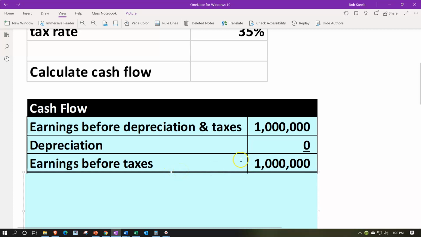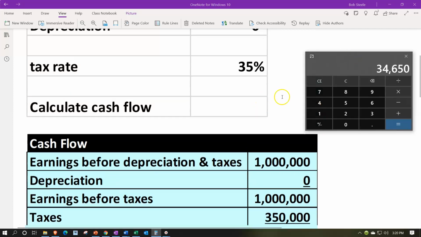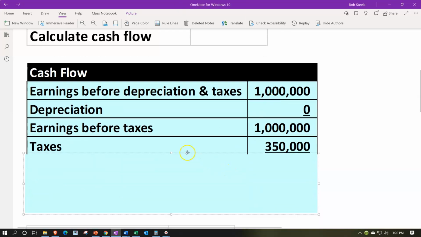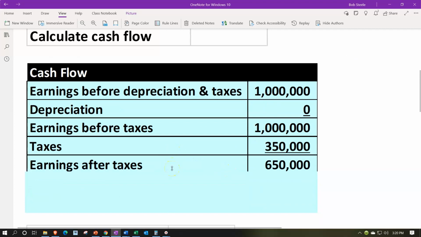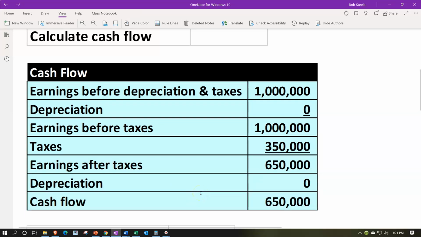Therefore, we're going to have earnings before taxes of the 1 million, the same number, because we don't have any depreciation that we're subtracting. Then the taxes are going to be 350,000, which would be that 1 million times 0.35. So the 1 million, let's just do it for fun, 1 million times 0.35 would be 350 on the taxes. The 1 million minus the 350 would be the 650,000. And then if we added back the depreciation, which there was none, we would have the 650.